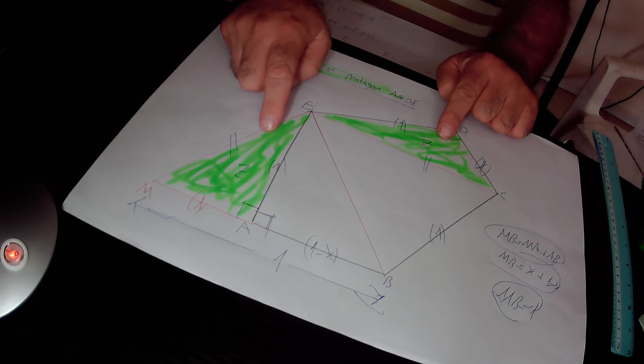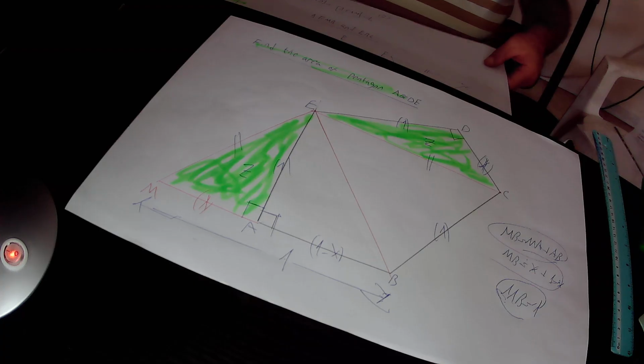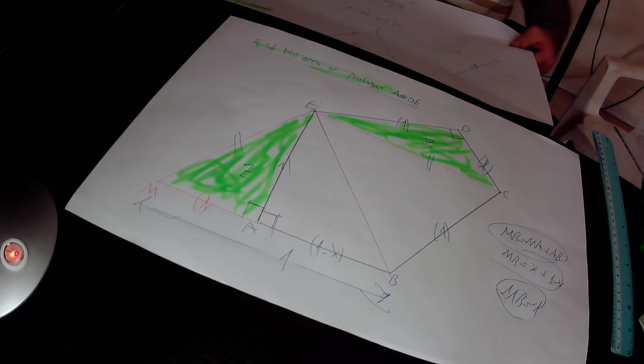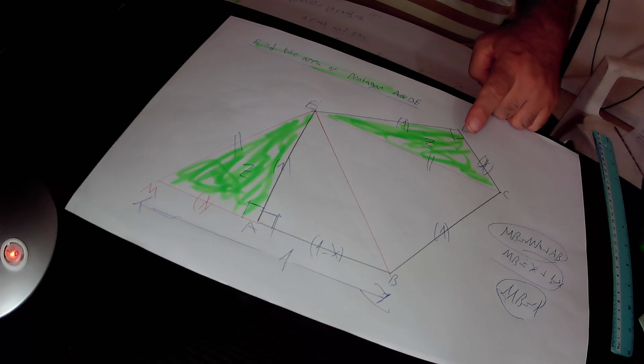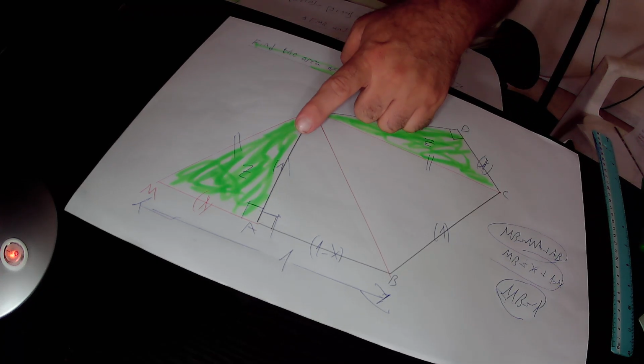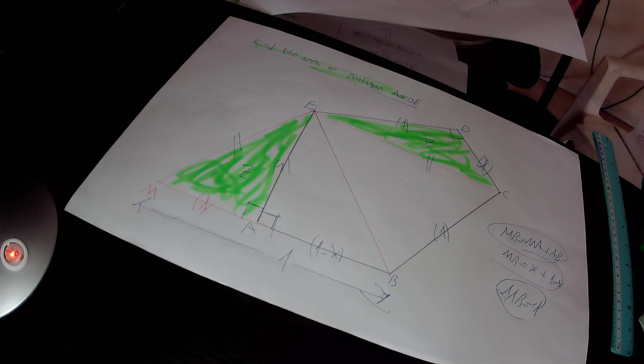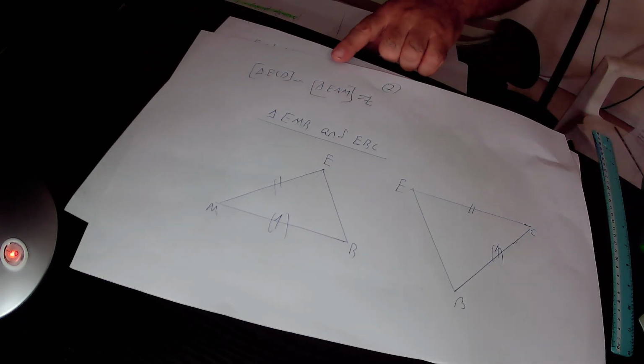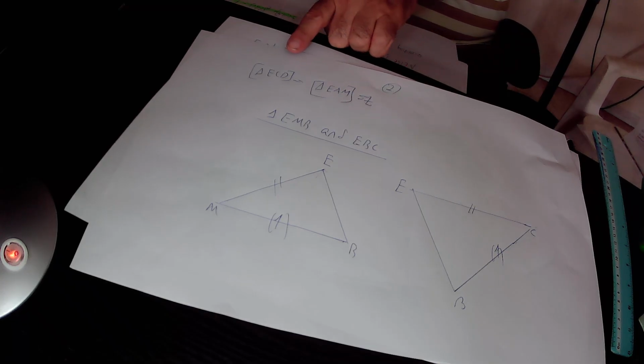The areas of those two right triangles are equal to each other because they can go into each other. Okay, so if we define the area of this triangle EDC as Z, then the area of this triangle EAM must also be equal to Z in size. Again, the area of triangle EAM equals Z, and therefore the area of the triangle ECD must also be equal to Z.